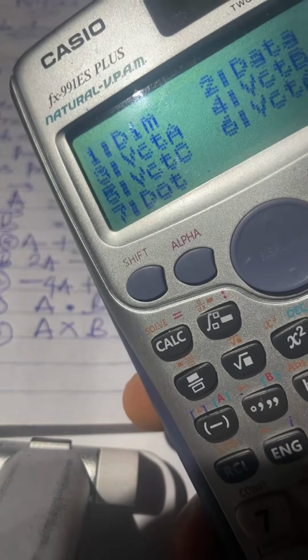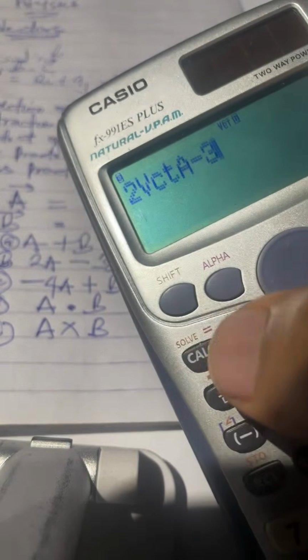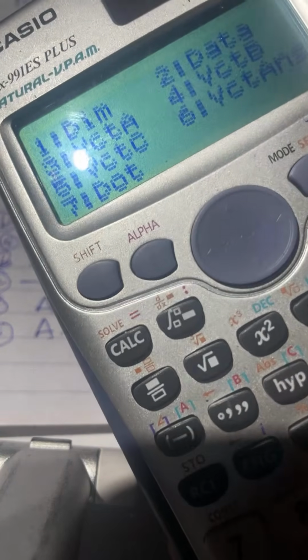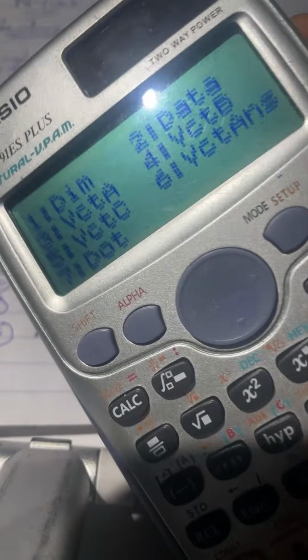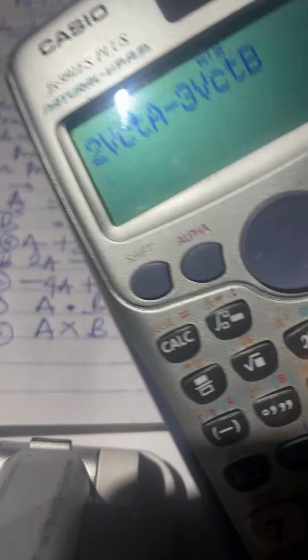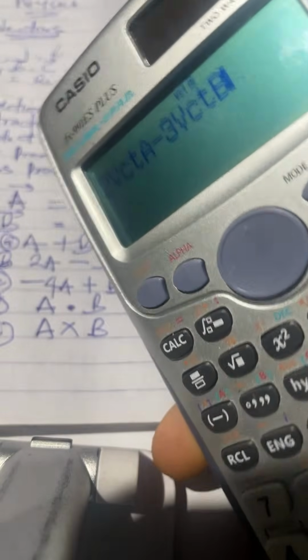Then your vector a is 3, so press 3. Are you seeing that we have 2 vector a? All right, minus 3b, so press your minus sign. Then we have 3b. So how do you get 3b? You press 3, then press shift again. Anytime you want to bring in vector, press shift and 5. Then vector b is 4. As you can see, vector b is 4. So you have 2 vector a minus 3 vector b, which is exactly what we are told to look for. All right, so press equal to.